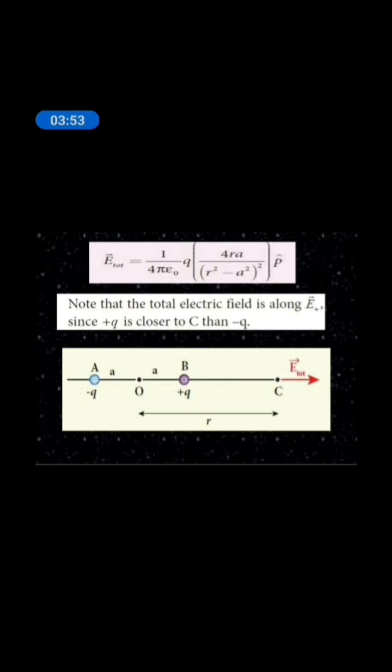Note that the total electric field is along E plus, since positive charge Q is closer to point C than minus Q. And so in the diagram, the E total represents the total electric field due to electric dipole at point C.